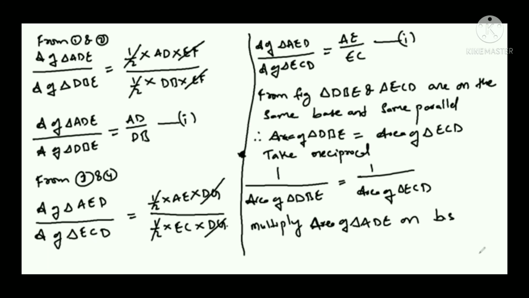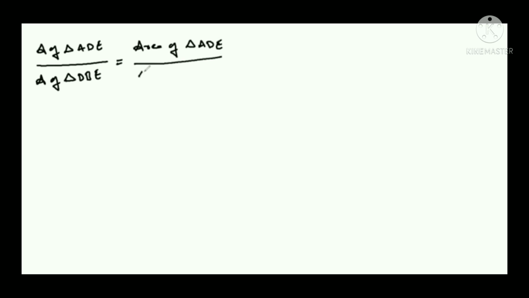Next page, I'll write: area of triangle ADE divided by area of triangle DBE is equal to, again, area of triangle ADE, because we are multiplying the same ADE on both sides, divided by area of triangle ECD.